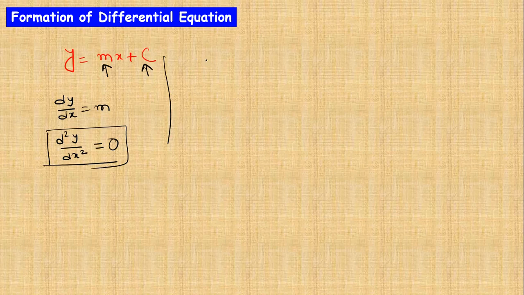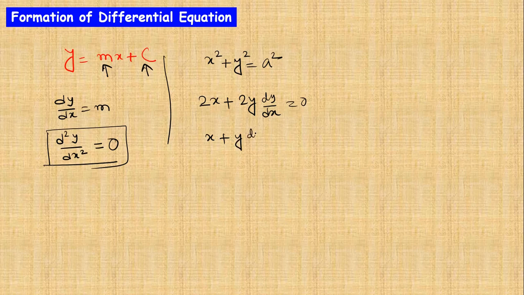If we take another equation, suppose x square plus y square equals a square, this is the equation of a circle. There is one constant, so you can take the derivative at most once. If you differentiate with respect to x, this gives you 2x plus 2y dy/dx equals 0. It can be written in simple form, that is dy/dx will be 0. This is the differential equation.